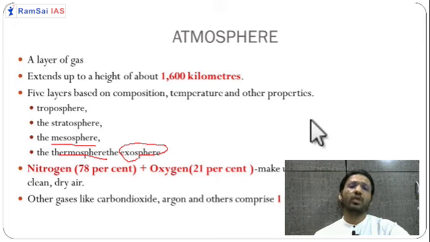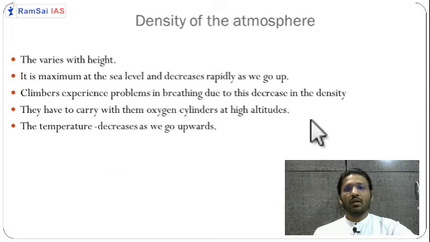So they make only 1%, but most of the atmosphere, or 99%, is made up of nitrogen and oxygen. Now, if we see the density of the atmosphere, density means the number of molecules of a particular substance in a given area. So in the given area, the more molecules are present, we call that substance more dense.